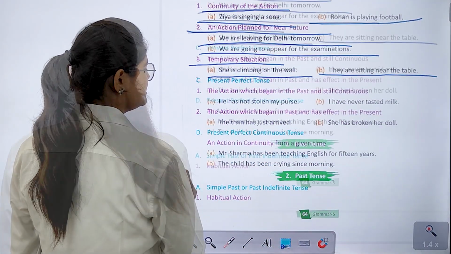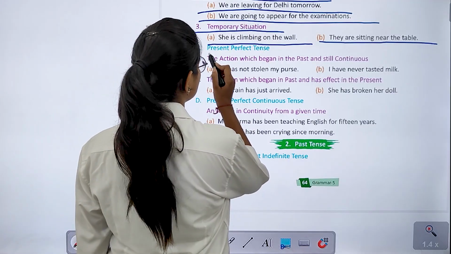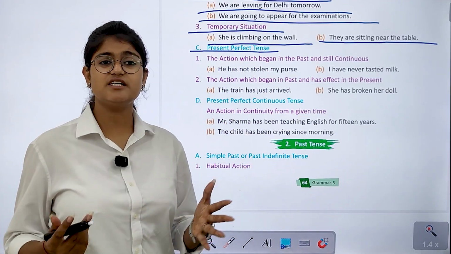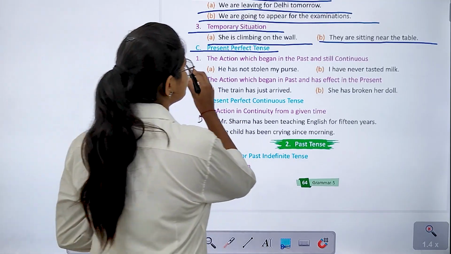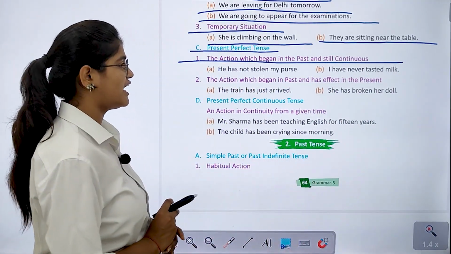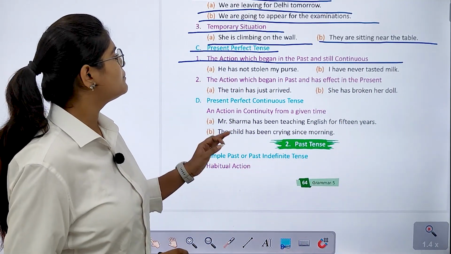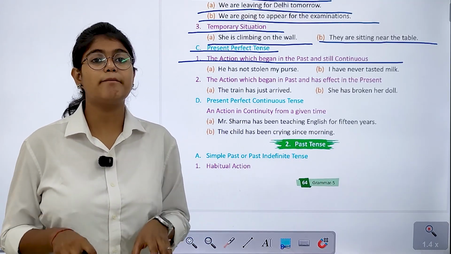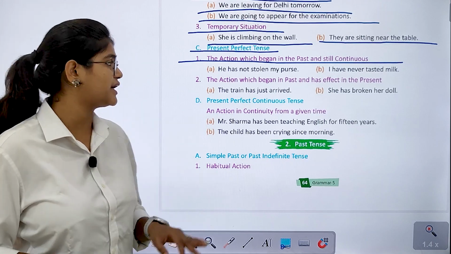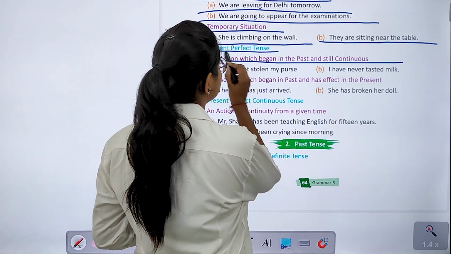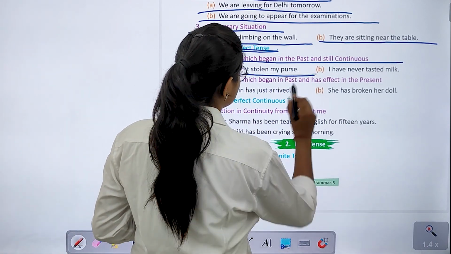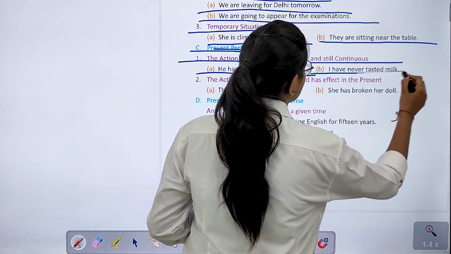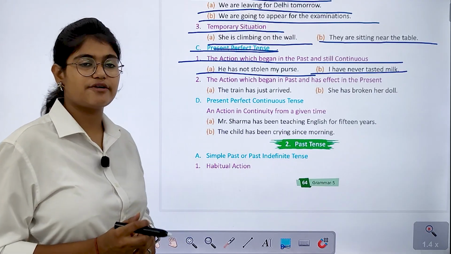Now let's move ahead, and we have the present perfect tense now. Now we will be talking about the present perfect tense. So what is it? The action which began in the past and still continues. अब जो भी ऐसा काम हो जो कि पास्ट में शुरू हुआ था पर वो अब भी चल रहा है, it is still continuing, at that point you are going to use the present perfect tense. Just like the examples are: he has not stolen my purse, I have never tasted milk, right?